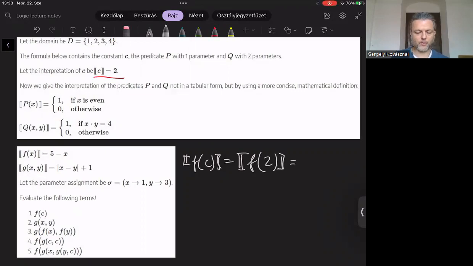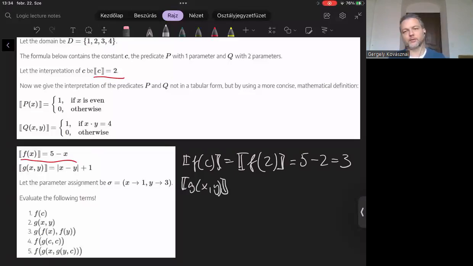Of course, now we have to check out the definition, the interpretation of this function f. So basically, we have to calculate 5 minus 2, which is 3. And this is the result. So the value of f of c in this interpretation is 3. Okay, let's check out the second one, g of x and y.